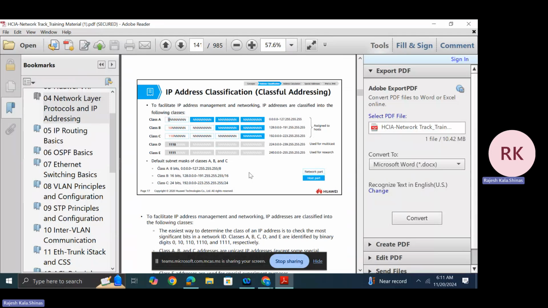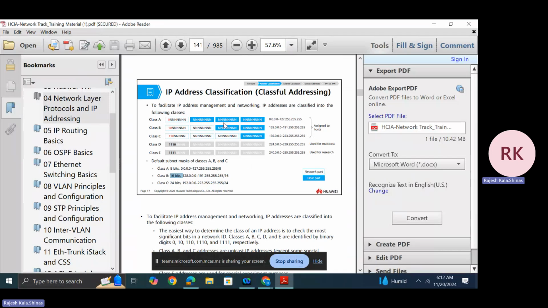We will have 2 raised to 24 minus 2 host addresses in class A. Sorry, I think I made a mistake. When I was discussing class A, I should have told you the network is 8 bits and 24 bits are host. So more addresses. Class B has a 16-bit network and 16-bit host. Class C has a 24-bit network and 8-bit host.